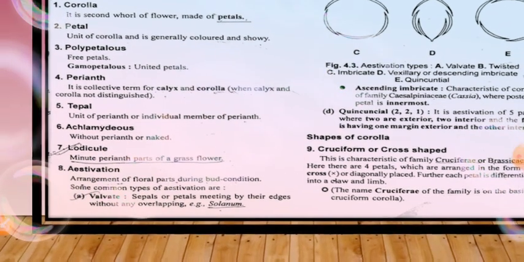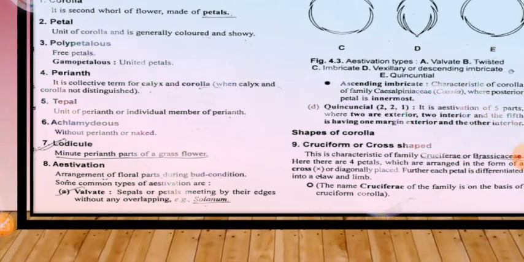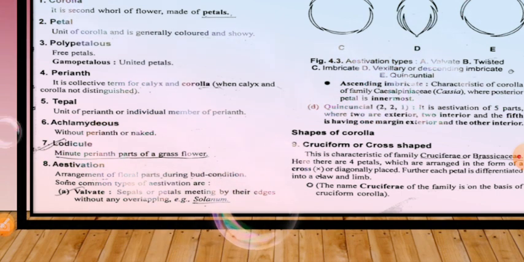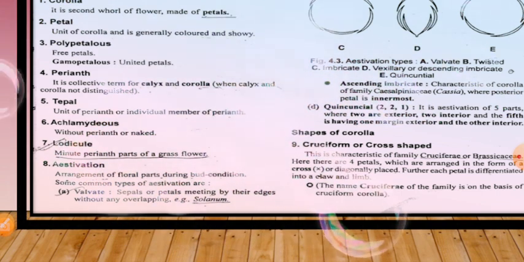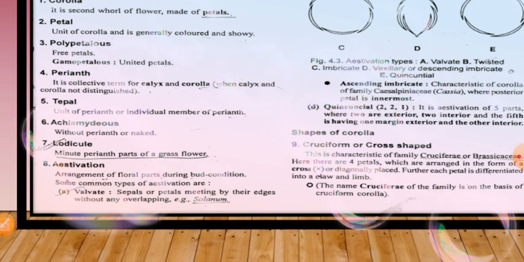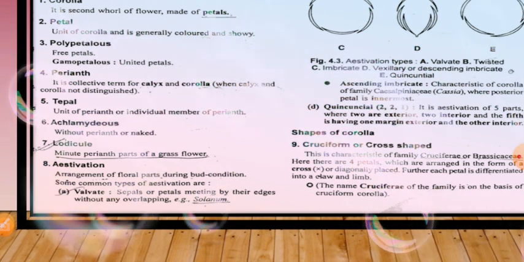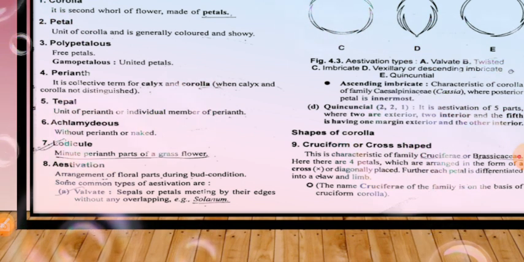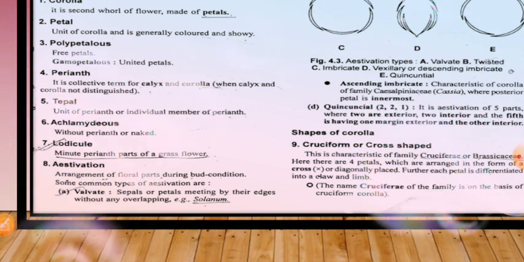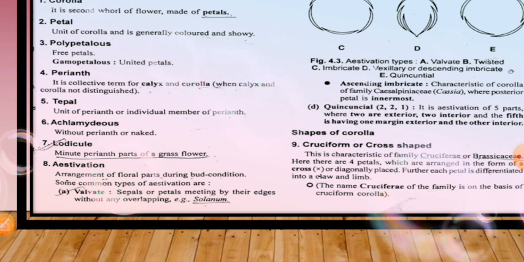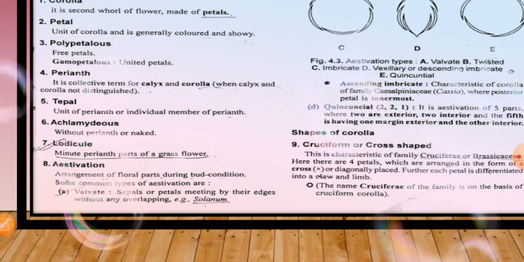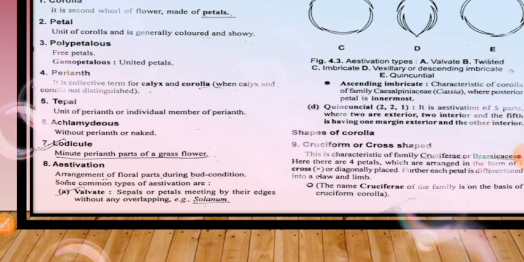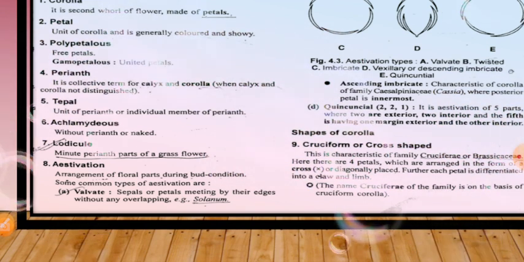There are so many types of estivation. One is valvate, then induplicate valvate, then reduplicate valvate. Valvate is of two types. When the sepals or petals meet by their edges without any overlapping, it is known as the valvate type, and it is of two types: one is induplicate, another is reduplicate. Induplicate means the margin of each part is folded inwards, and reduplicate means projecting outwards.